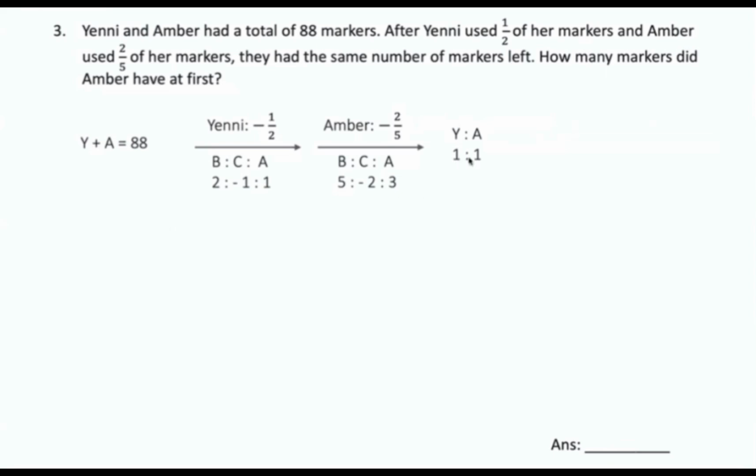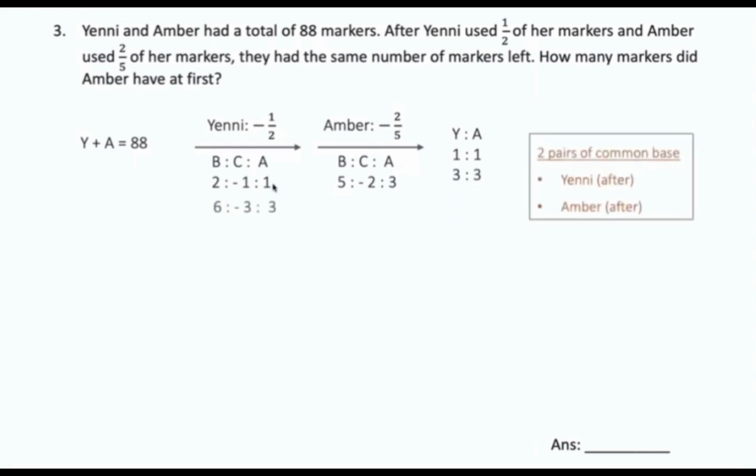Common base is that Yenny and Amber in the end got to be the same, right? Now, look at here. This is 1. This is 3. They're not the same. At the end, they have to be the same. So, I made them to 3. Okay? Now they are the same. Okay? Common base done.